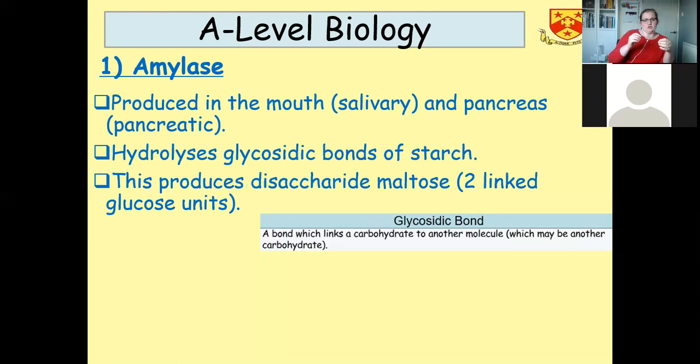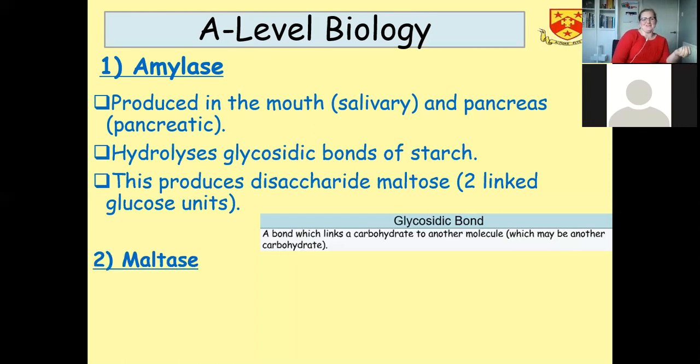So this produces the disaccharide maltose, which is a 2-linked glucose unit. So we are not at a monosaccharide at this point. This is still too large for us to digest straight away. So we've broken down our starch into maltose using amylase. That's our first enzyme that comes across.